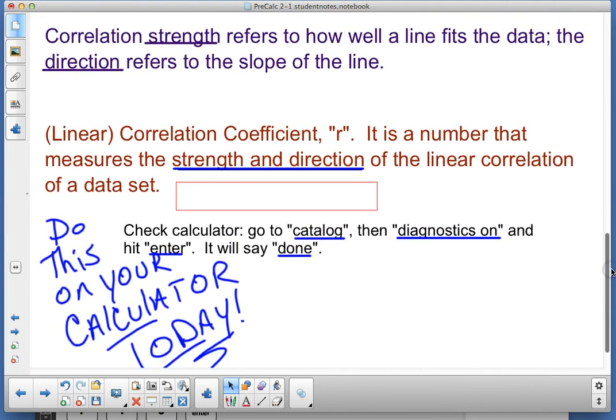Now, correlation strength refers to how well a line fits the data. The direction refers to the slope of the line. Okay, so we've done that stuff.